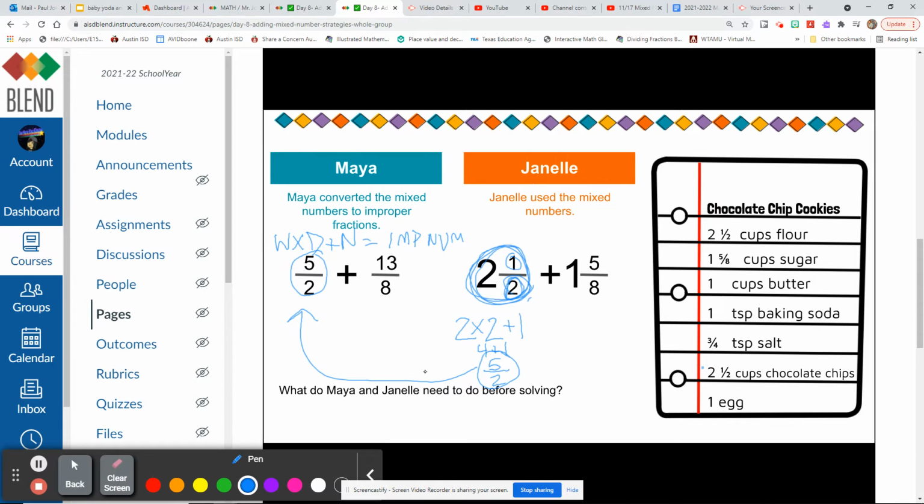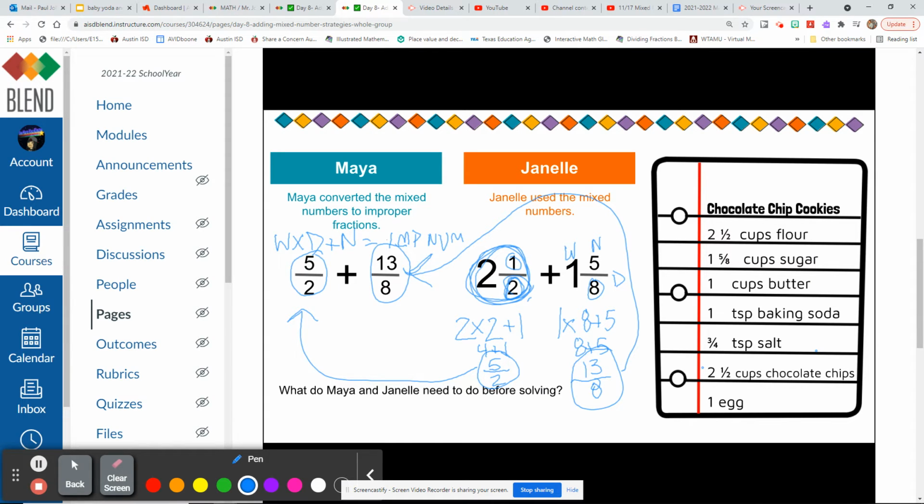All right, so we can try this again with whole times denominator plus numerator on this side. So there's our whole, there's our numerator, there's our denominator. So my whole, 1, times my denominator, 8, plus my numerator, 5. So 1 times 8 is 8. 8 plus 5 is 13. And there we go. We have 13. We keep our denominator, 13/8. And that's where Maya got that fraction, 13/8.